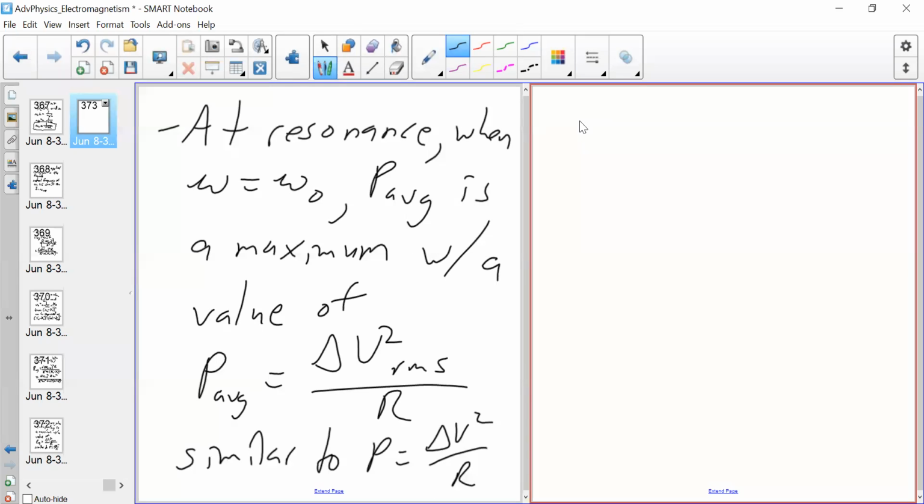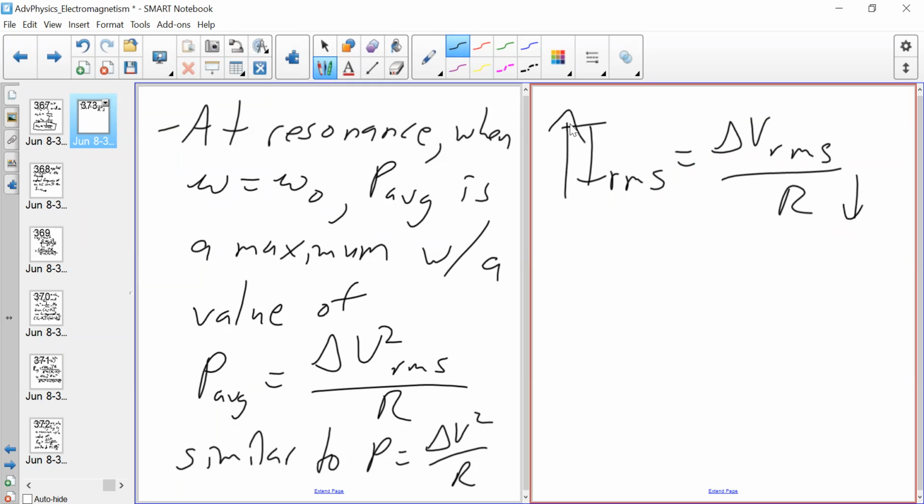And that just basically comes from I_RMS = ΔV_RMS over R. It's just simple inverse proportionality. This goes up, this goes down, this goes up. And that's reflected in these current frequency curves. Current frequency data curves here.